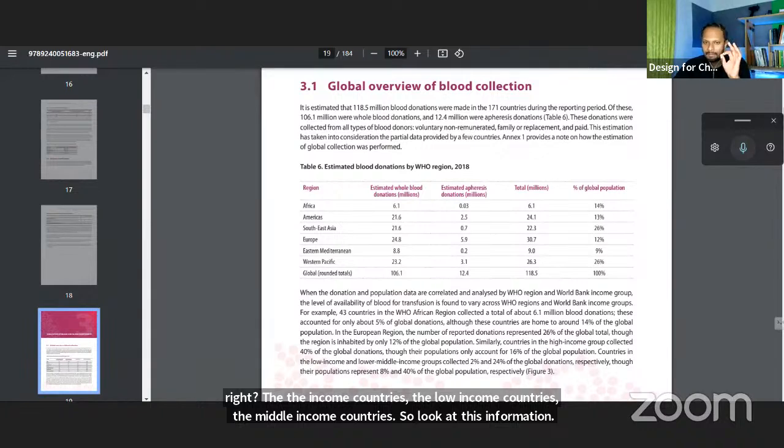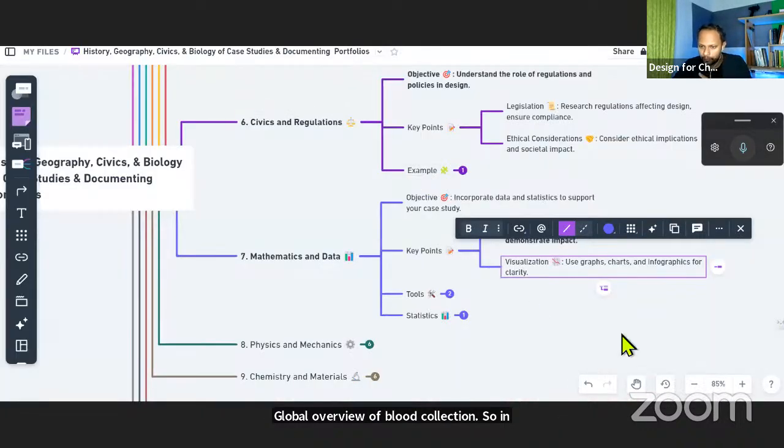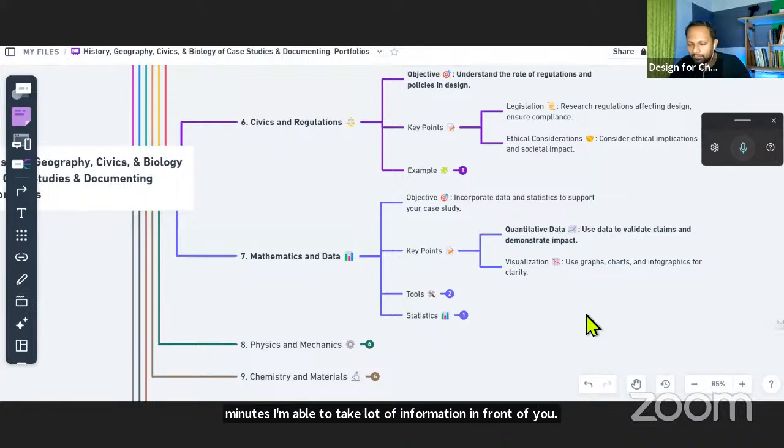So in just a few minutes, I'm able to put a lot of information in front of you. If you work on this project for one month, I'm sure you can take a huge amount of information and narrow it down to one important piece of information which is impacting your project. That's called mathematics and data.